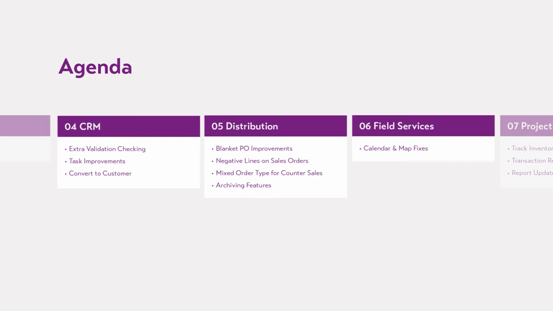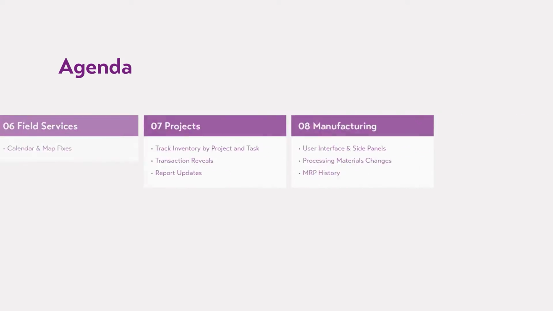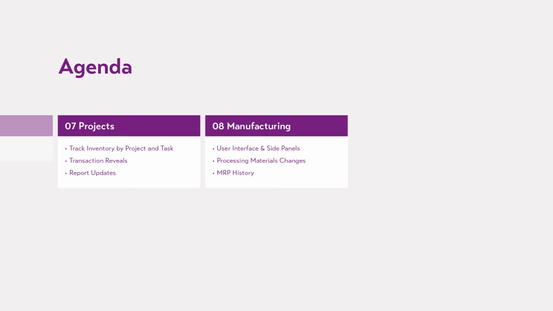I'll then touch very briefly on field services and the fixes that have been made to calendars and maps. And then I'll go on to projects. So we're looking at the tracking of inventory by project and task. I'll just explain the new parts to that. I'll also mention about the transaction reversals on allocations and explain what happens there.